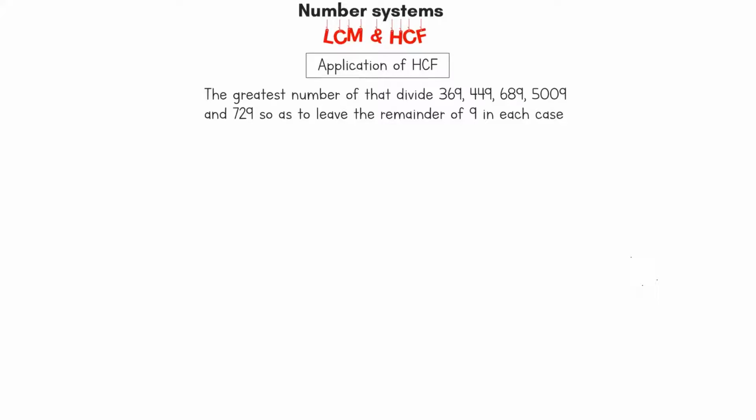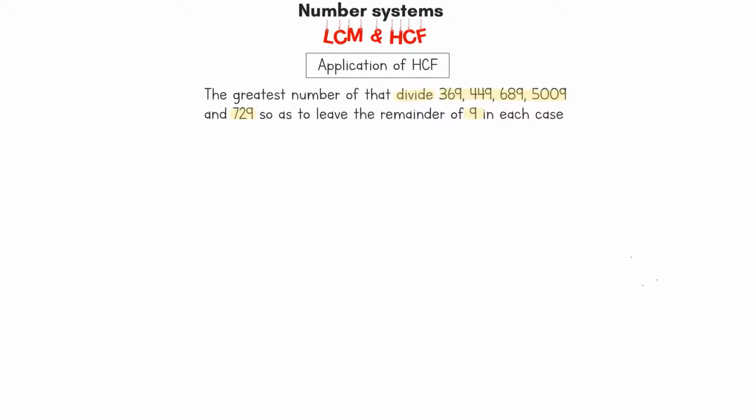Now let us see one more problem on the application of HCF. The greatest number that divides the numbers 369, 449, 689, 5009 and 729 so as to leave a remainder of 9 in each case. So in the earlier problem I gave you different remainders. Now I am giving you one same remainder.